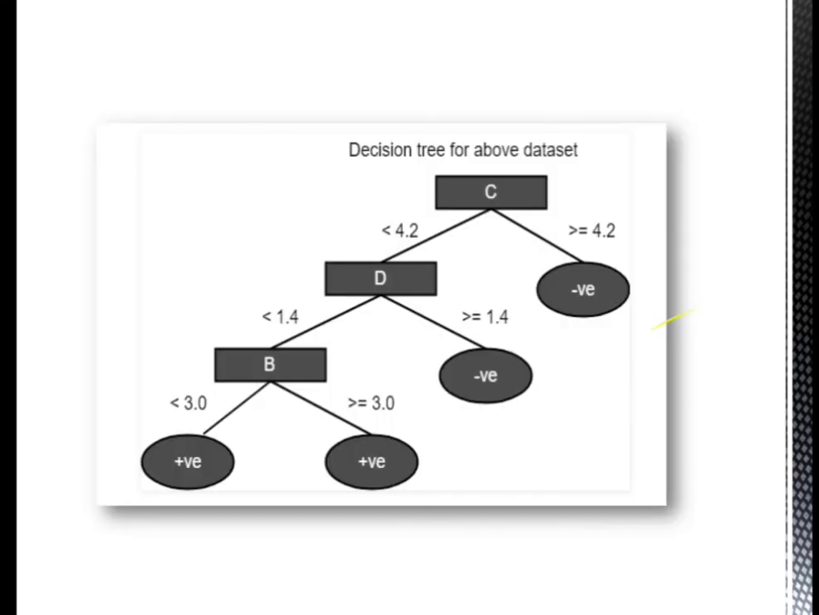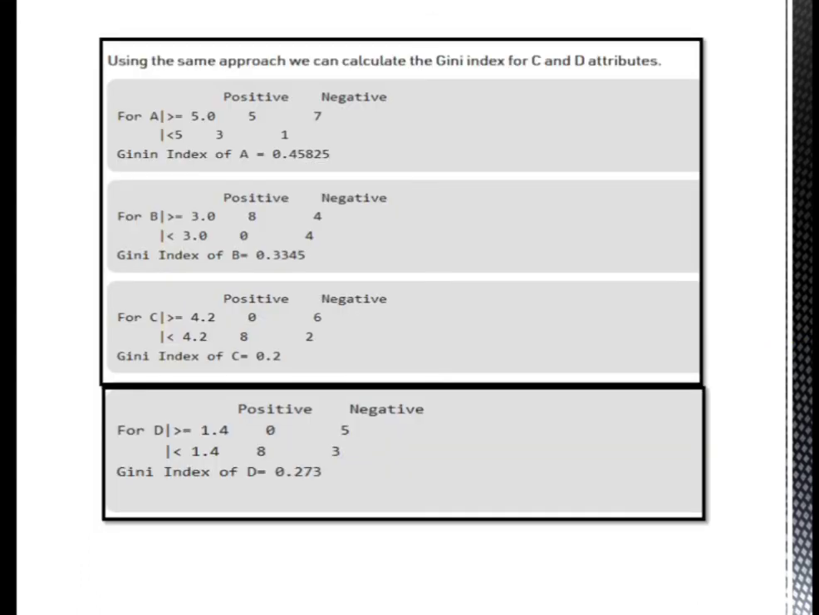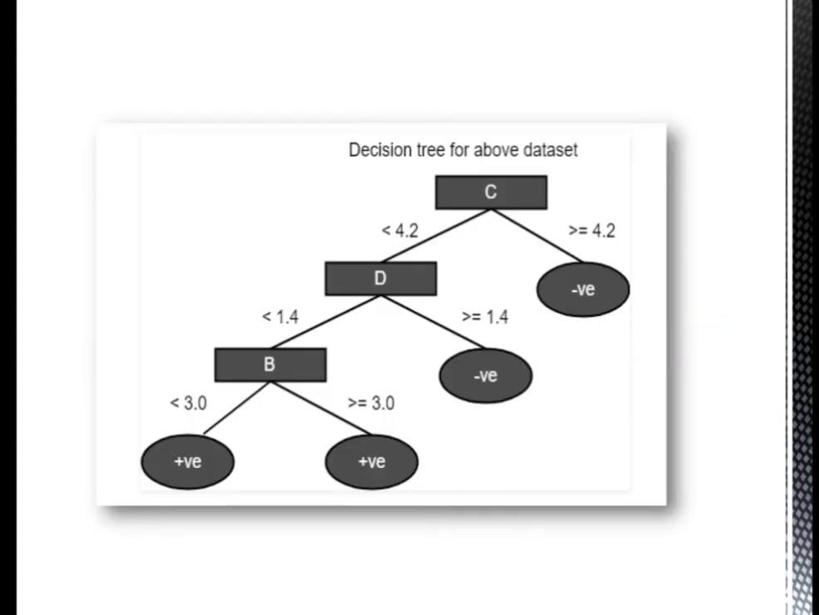I think you can clearly understand this diagram. So this is our output, that is the decision tree for the dataset. As I told, when we are using the Gini index, we have to take the attribute which has the lowest Gini index. In this diagram, we can see that the attribute C has the lowest Gini index, so we take it as the root node. The next one is D, then B and A. So this is our decision tree for the given dataset.